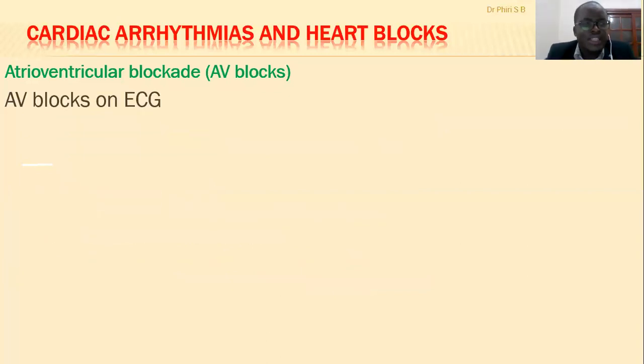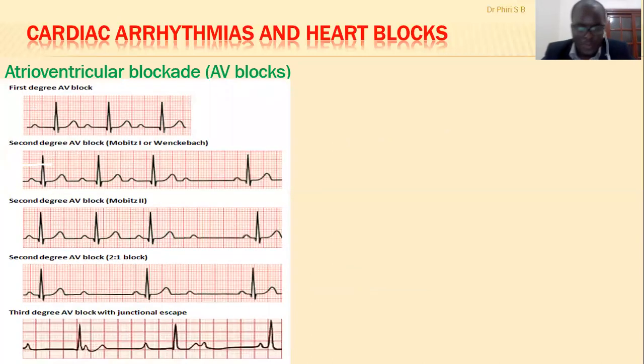So we proceed. Let's look at these AV blocks on the ECG. How can you tell the different types of AV blocks on the ECG? We speed up. This table here is showing you different types of AV blocks. I'll take my time so that you understand. You can see there are different classifications of AV blocks. There is first degree AV block, second degree AV block, and you also have another second degree AV block because you have different types.